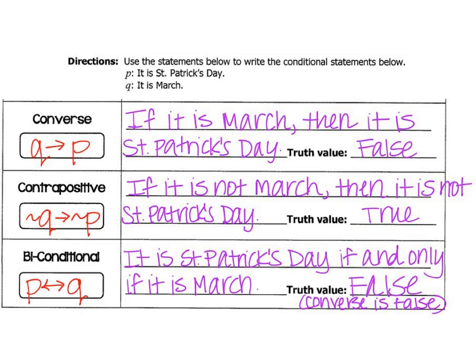And last but not least, our biconditional statement. P if and only if Q. So it is St. Patrick's Day, which is our P statement, if and only if it is March, our Q statement. All right, and now this is false because our converse is false. So we had to go back and look at our conditional statement, all right, which we know was true, and then we look at our converse, which we found out to be false. Now both of them have to be true because a biconditional statement is a conjunction, all right? So because one of them is false, the whole thing is false.